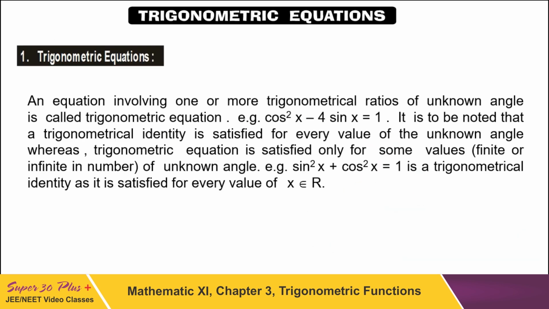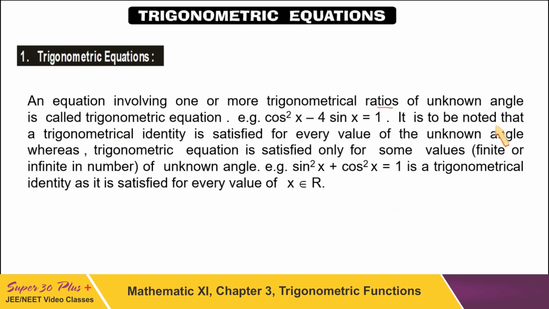Students, now we are going to study the chapter trigonometric equations. What is a trigonometric equation? An equation involving one or more trigonometrical ratios of an unknown angle is called a trigonometric equation. For example, cos square x minus 4 sin x is equal to 1.